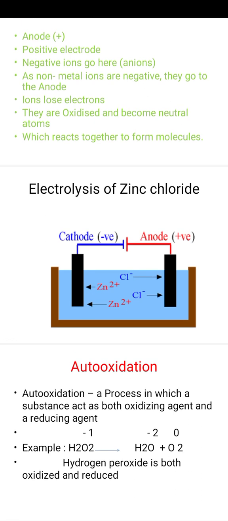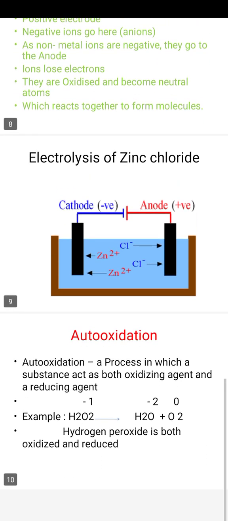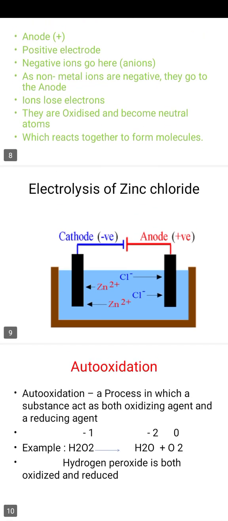In some cases auto-oxidation also happens. Auto-oxidation is the process in which a substance acts as both an oxidizing agent and a reducing agent. For example, hydrogen peroxide, H2O2, is both an oxidizing and a reducing agent. When it loses electrons and accepts electrons, it forms H2O plus O2. This hydrogen peroxide plays both roles, oxidizing and reducing.